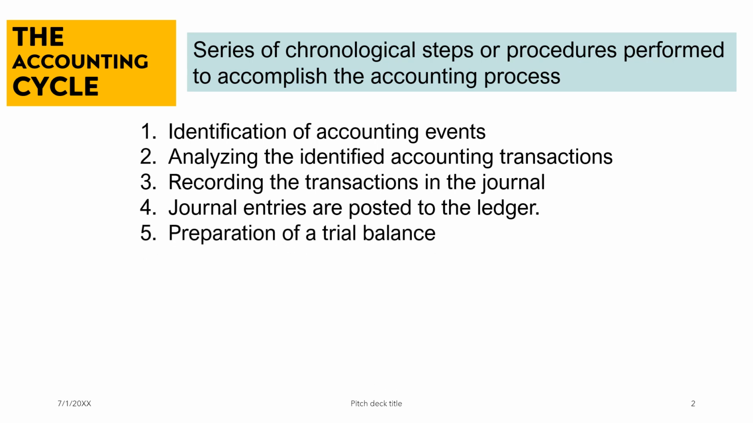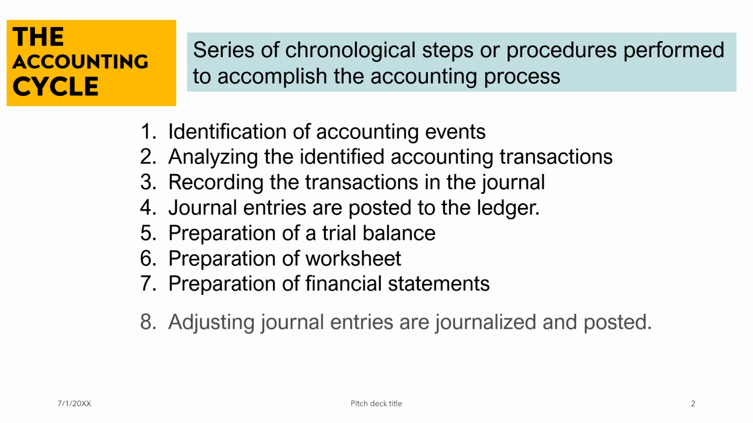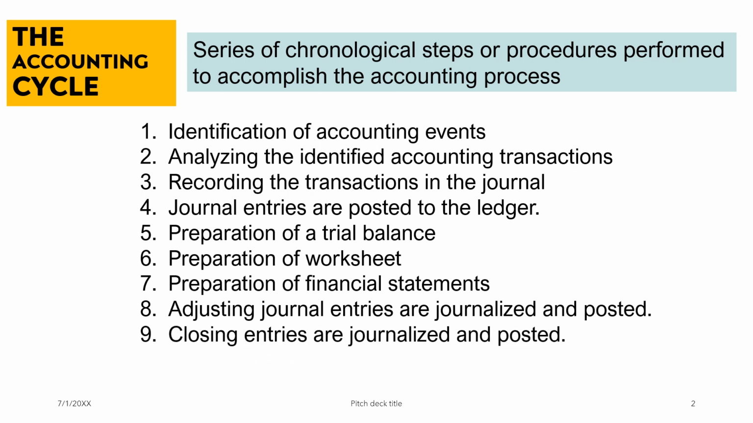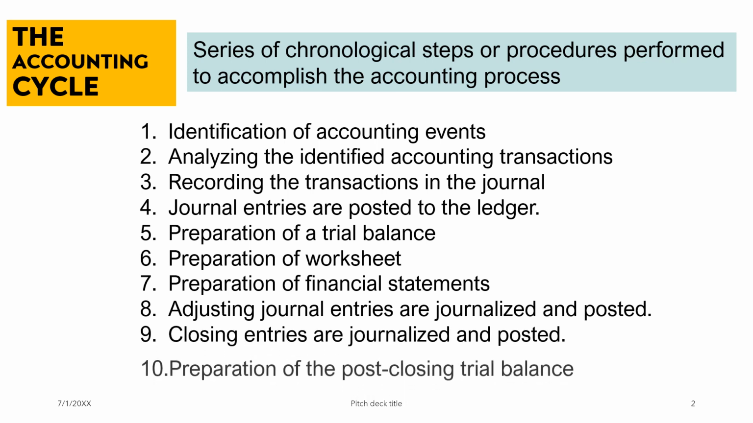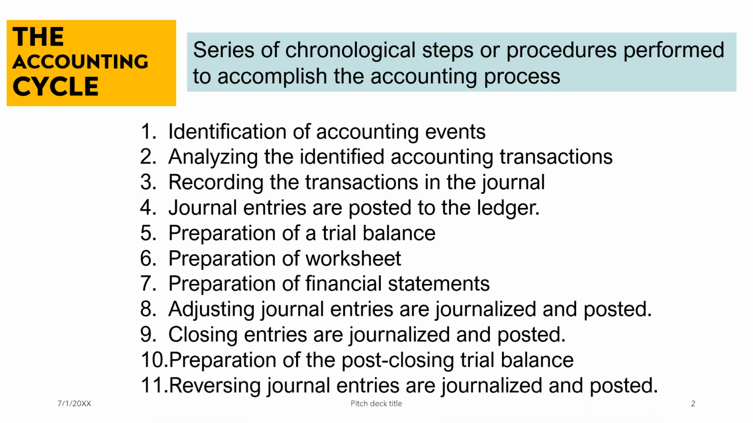Number five, preparation of a trial balance. Number six, preparation of worksheet. Number seven, preparation of financial statements. Number eight, adjusting journal entries are journalized and posted. Number nine, closing entries are journalized and posted. Number 10, preparation of the post-closing trial balance. And number 11, reversing journal entries are journalized and posted.